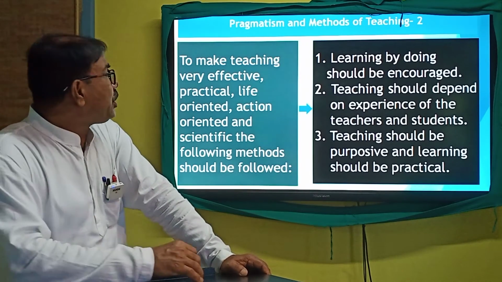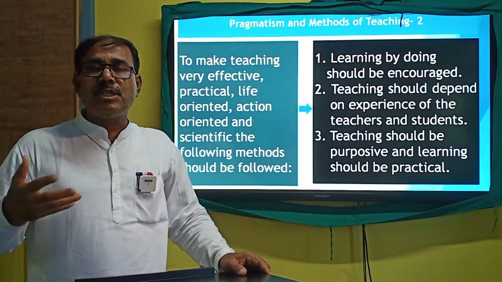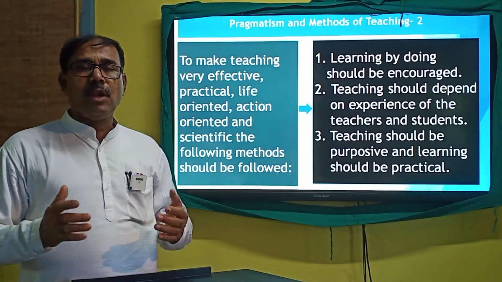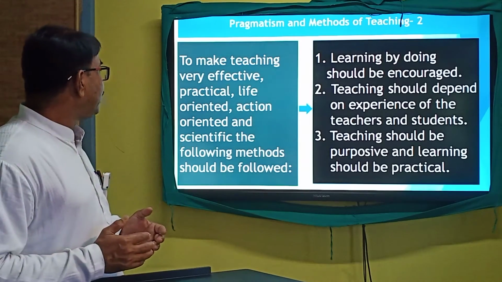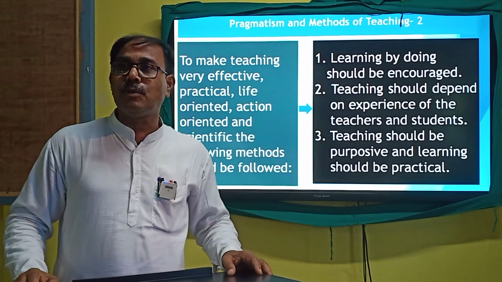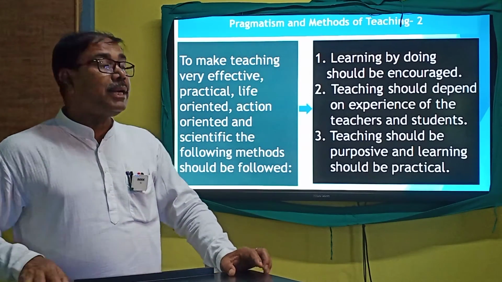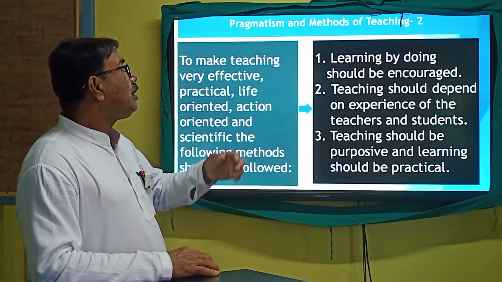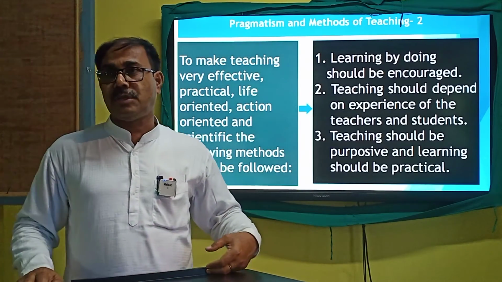And for making teaching effective, practical, life-oriented, action-oriented and scientific, the methods which are to be followed in the classroom situation by the teachers are these. Learning by doing should be encouraged in the classroom situation.